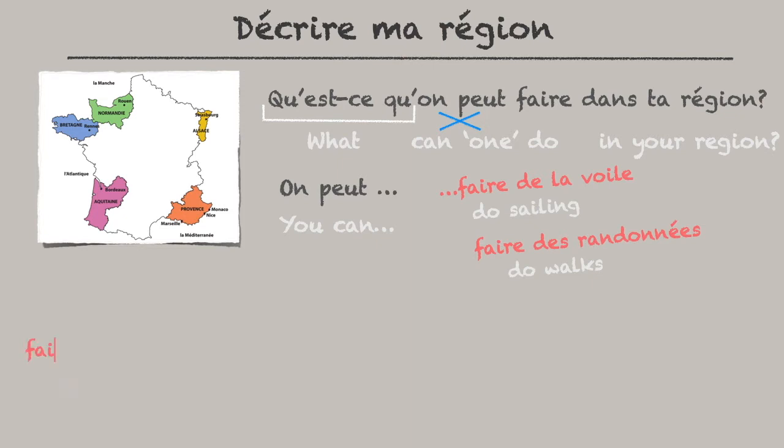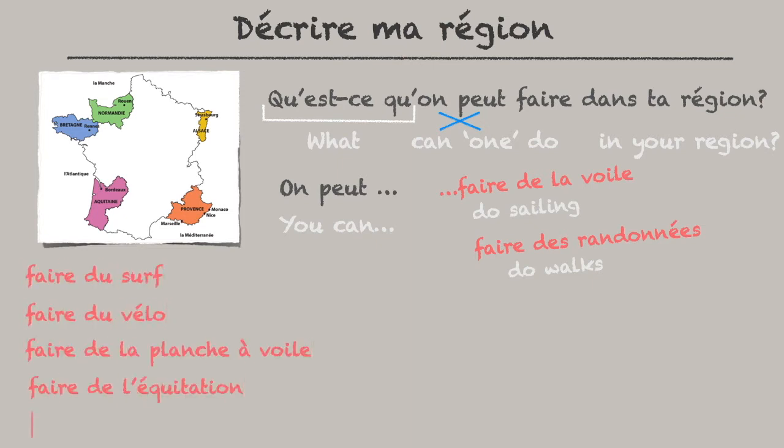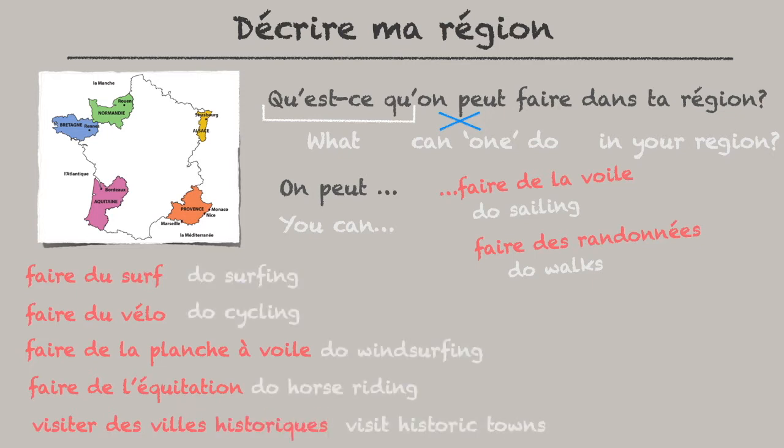Okay, here's a list of other activities which you can copy down if you're not sure about them. On peut faire du surf. On peut faire du vélo. On peut faire de la planche à voile. Dans ma région, on peut faire de l'équitation.